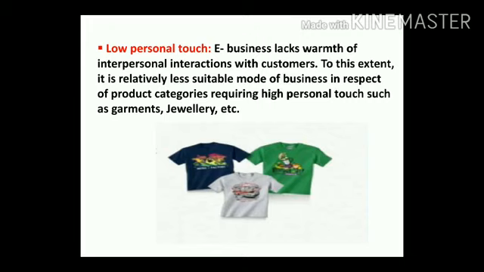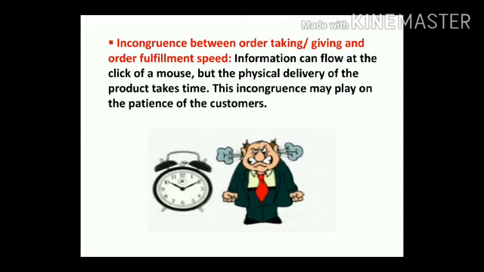But in the traditional model, we have contact with the salesperson. And the next limitation is incongruence between order taking or giving and order fulfillment speed. Information can flow at the click of a mouse, but the physical delivery of the product takes time. This incongruence may play on the patience of the customers. That means in the case of e-business, the transaction can be finalized quickly, but the physical delivery of the goods often takes a long time and may be delayed. This leads to a lot of inconvenience for the customers.